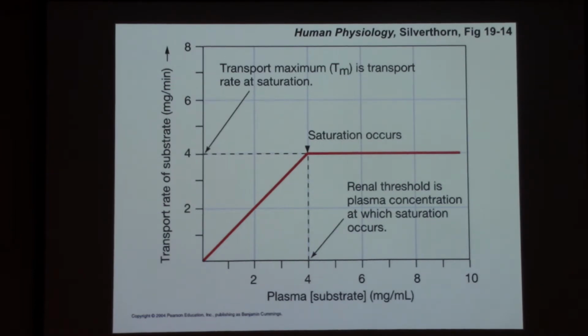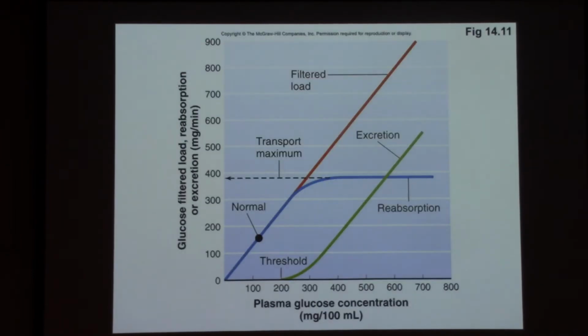All right, let's go ahead and apply this in a slightly different way, and we can see how this influences some of the other processes involved. So the substrate here we're going to be looking at is glucose. We could track plasma glucose concentration on the horizontal axis and a number of aspects of glucose on the vertical axis. The blue line represents the rate that glucose gets reabsorbed, taken from the tubule lumen back into the body.